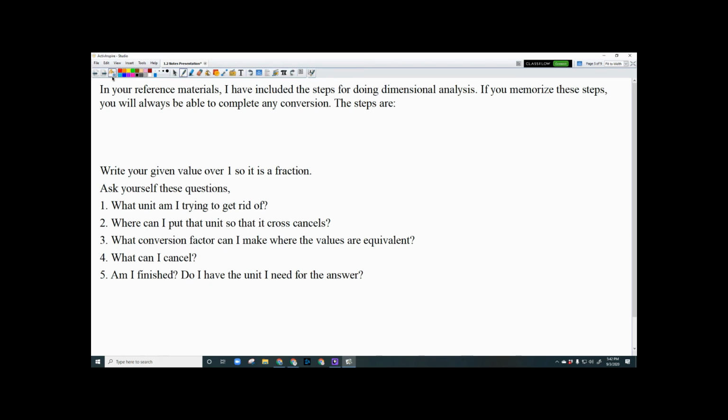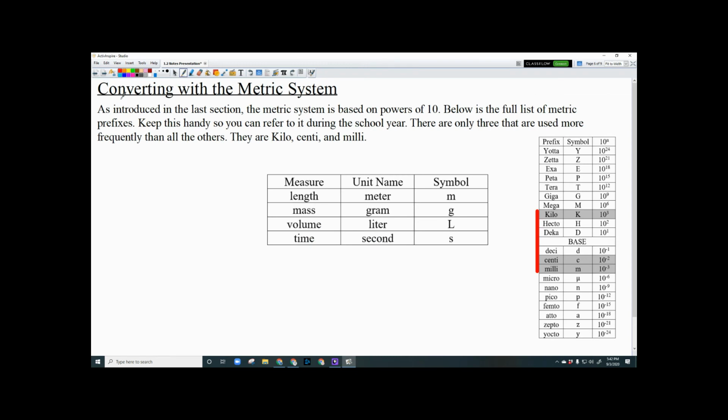Okay. All right, so converting with the metric system, we talked about this in class, but I'm going to go ahead and also talk about it here. If there's anything I say here that I didn't say in class, make sure you write it down. As introduced in the last section, I talked about the metric system in 1.1. It's in the base 10, so everything is in powers of 10. Okay, below is this full list of the metric prefixes. Keep this handy so that you can refer to it during the school year.